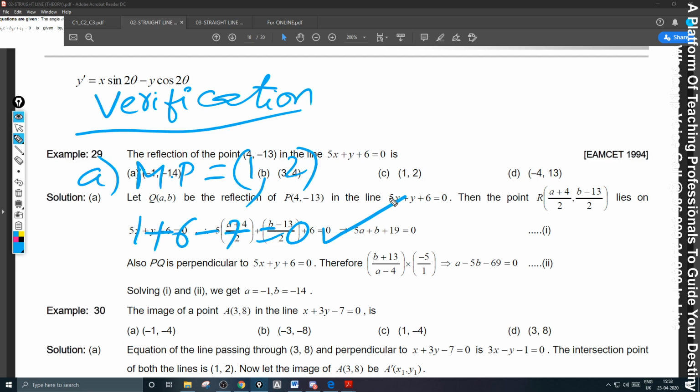If you have double answers, then you have to go for the method only. So, the midpoint of the given point and the image is nothing but the foot. That foot lies on the line. That's what we verified.